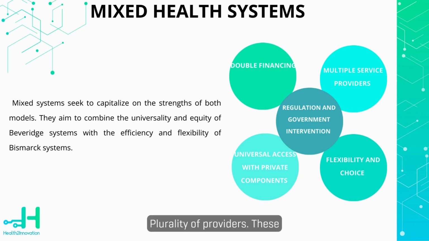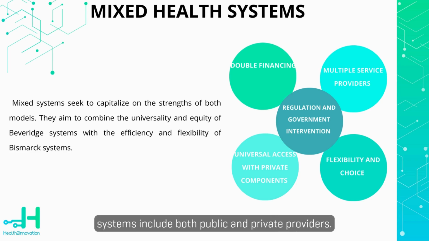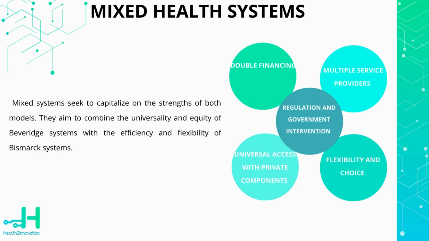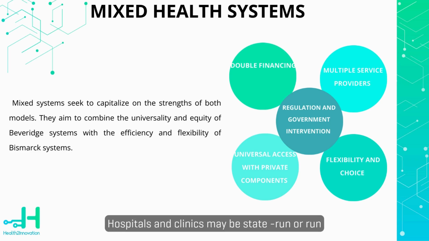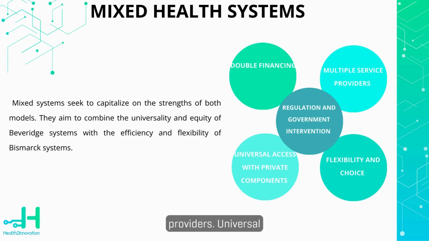Plurality of providers. These systems include both public and private providers. Hospitals and clinics may be state-run or run by private for-profit or not-for-profit organizations, offering a diversity of care options. Regulation and state intervention. The state plays a regulatory role, setting standards and rules to ensure that all citizens have access to quality care, while allowing competition between public and private providers. Universal access with private components.